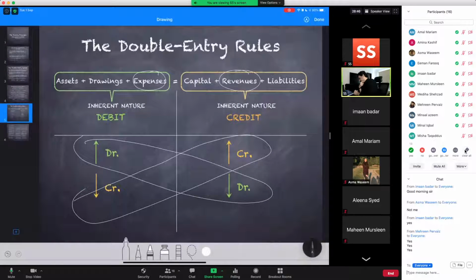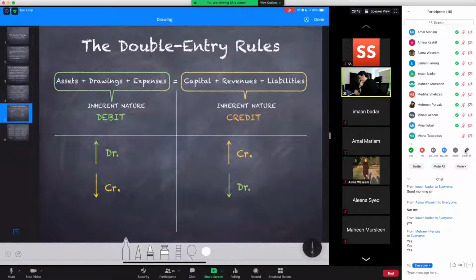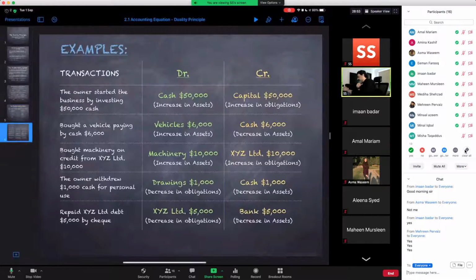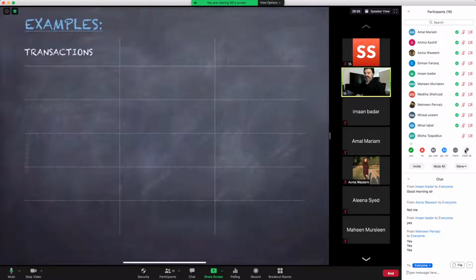Okay, so let's move on to this. Then we finally discussed these examples one by one. We are going to discuss these examples.